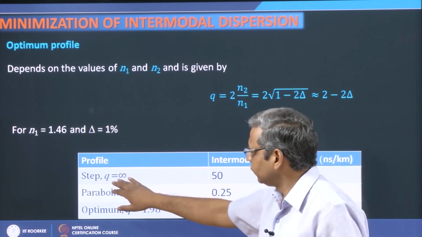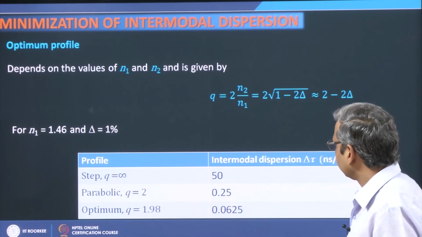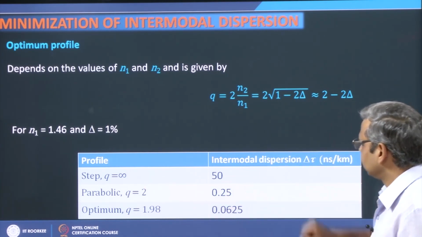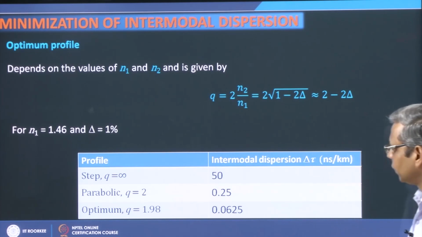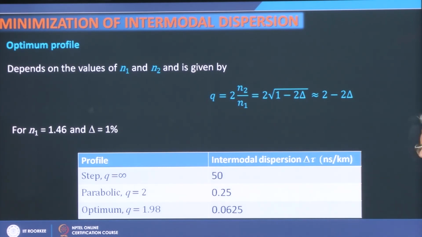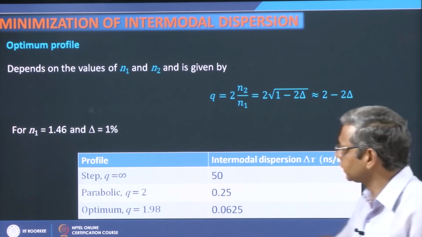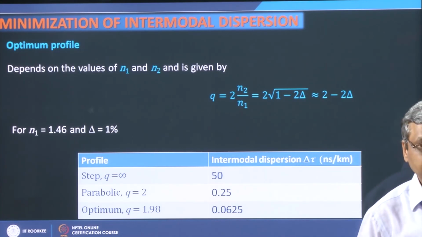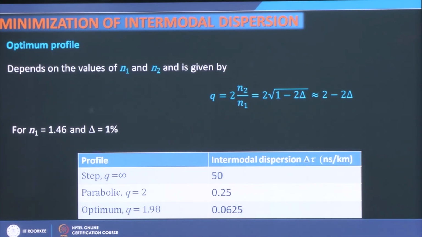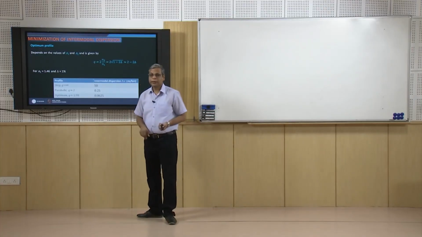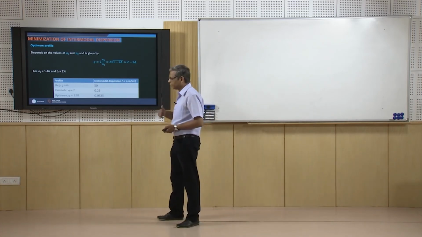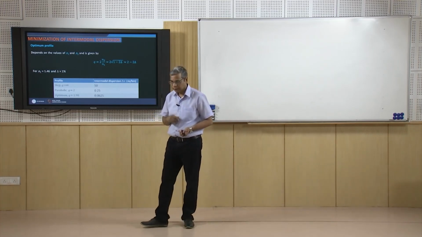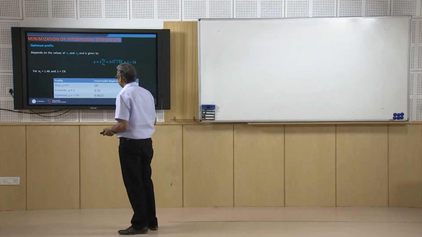for step index fiber, which corresponds to q equal to infinity, the intermodal dispersion is 50 nanoseconds per kilometer. For parabolic index fiber, which corresponds to q equal to 2, this dispersion is 0.25 nanoseconds per kilometer, and the optimum profile occurs at around q equal to 1.98, and intermodal dispersion can be brought down to 0.0625 nanoseconds per kilometer. So, you can tremendously bring down the intermodal dispersion if you are using a gradient index fiber.